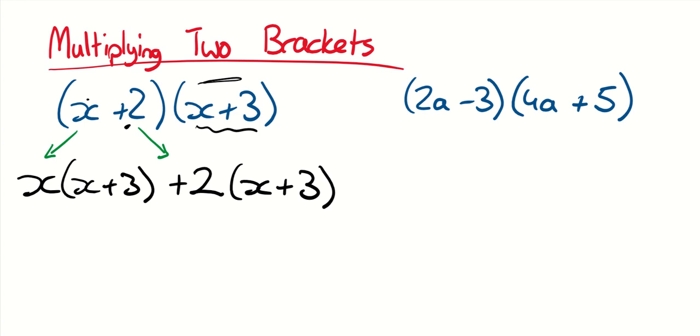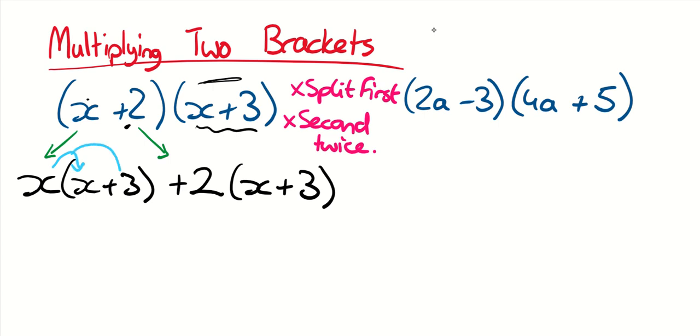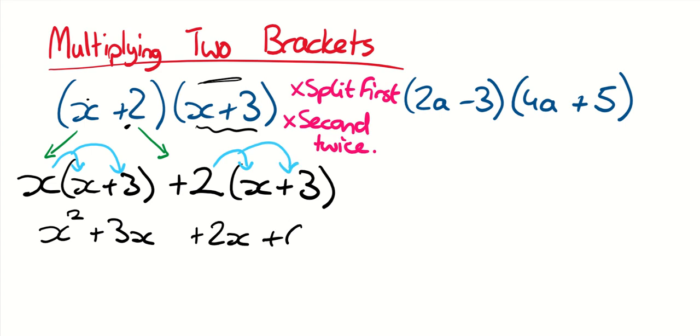Okay, so you split the first bracket, so split first, and then second twice. Okay, because you're multiplying everything in the first bracket by everything in the second bracket. So when we do this, we do our x by x and our x by 3. So x squared plus 3x in the first one. Then you multiply the second bracket, 2 by x and 2 by 3. So it becomes plus 2x plus 6.